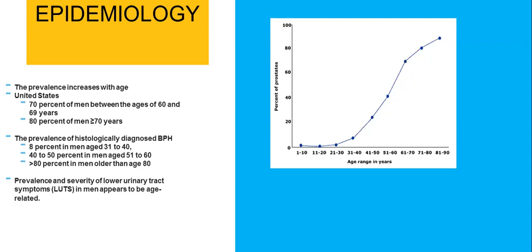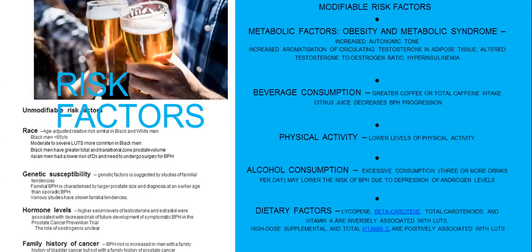Mirroring the changes in BPH, the severity and prevalence of lower urinary tract symptoms also appear to be age-related. The risk factors, we have unmodifiable and modifiable risk factors. Race seems to be a risk factor in black and white men, with younger black men having a greater risk than white men, but the age-related relative risk is the same. And then in terms of genetic susceptibility, a number of surveys have been done in the US, which showed that among men between 40 and 70 years old, 21% of them had a family history of an enlarged prostate.